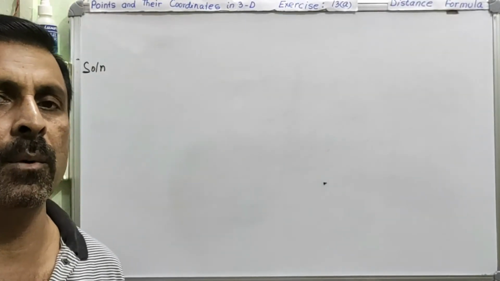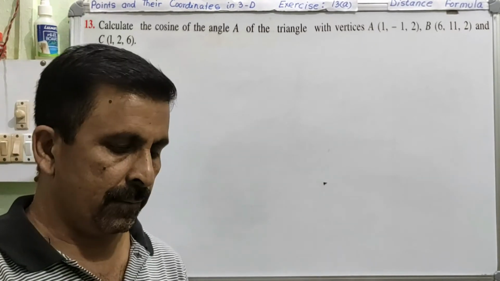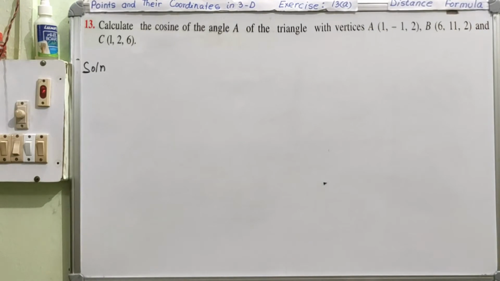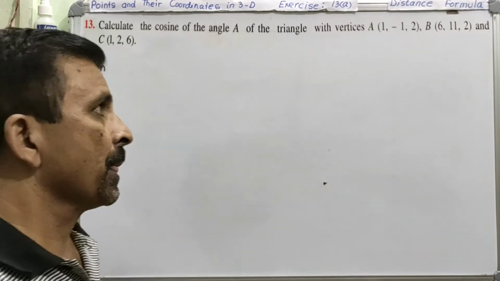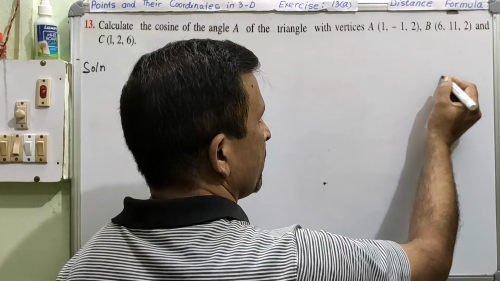Now we will move on to question number 13, and this is the last question for the day of this exercise also. Look at the board. The question says: calculate the cosine of the angle A of the triangle with the vertices A, B, and C, so and so. So here we have to find the cosine of angle A. Clear? To do that, first of all, let me draw the triangle. Then I will explain the question.